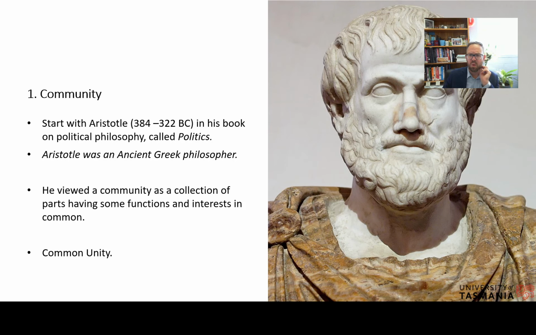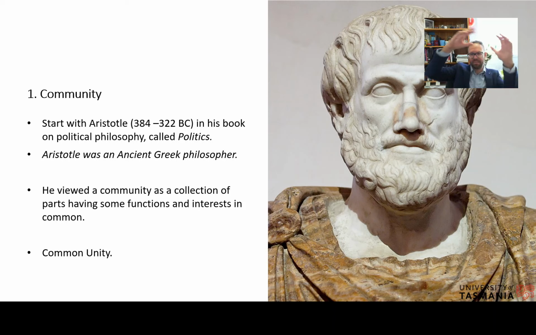All right, so what then is community? To understand what communities are, we need to go all the way back to 384 to 322 before Christ, thousands of years ago. Aristotle, in his book on political philosophy, which he called Politics, and that's the same concept we use today when we talk about politics. Aristotle was an ancient Greek philosopher, and he was developing these notions. He developed the notion of community as a collection of parts.